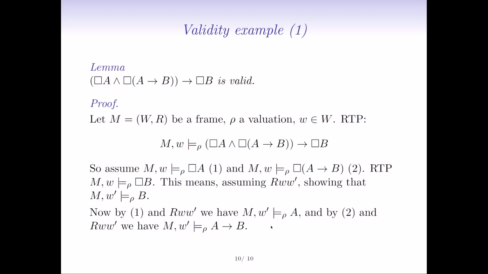Now, since A and A implies B are both true at W prime, then it must be the case that W prime satisfies B. We know that just from the truth tables or propositional laws. If A is true somewhere and A implies B is true somewhere, then of course B must be true as well. And that's exactly what we wanted to show. We've shown that W prime satisfies B, which, because the choice of W prime was arbitrary, means that box B is true at W, and that's exactly what we wanted to prove. We assumed the left-hand side of the implication, and we showed the right-hand side.